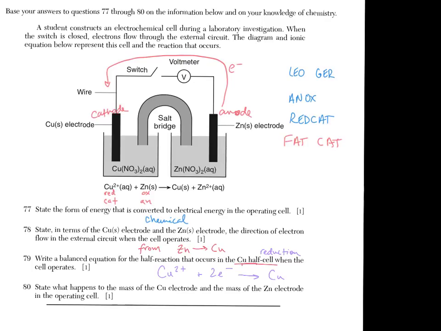Number 80, state what happens to the mass of the Cu electrode and the mass of the Zn electrode in the operating cell. So if you gain electrons, you gain mass. If you lose electrons, you lose mass. So this one gains, this one loses. And we still have conservation of matter, conservation of mass. One gains, the other loses.